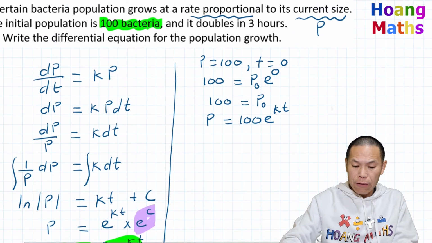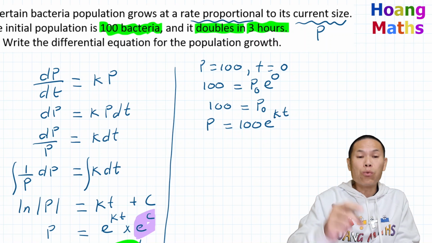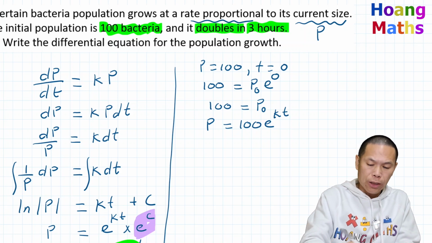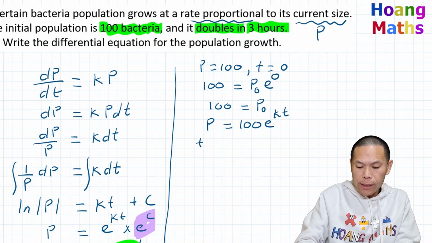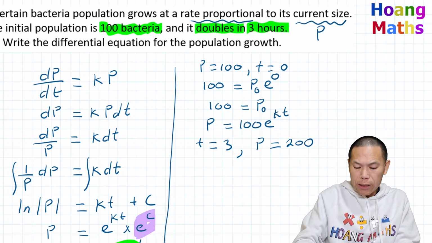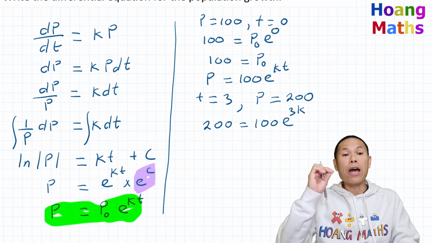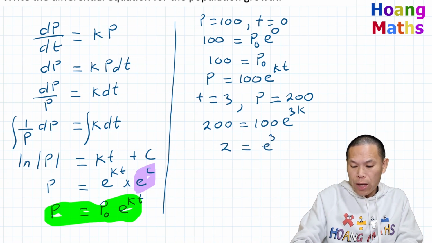So now we need to find the value of k. It doubles in 3 hours. So that means when t equals 3, from 100 we go to 200, because we double 100, because 100 is the initial population. So when t is 3, P is 200. So that means 200 is 100 e to the 3k. So I divide by 100 on both sides. So that means 2 is e to the 3k.